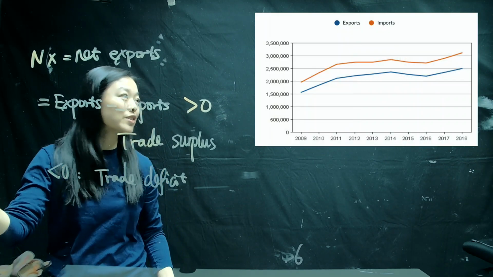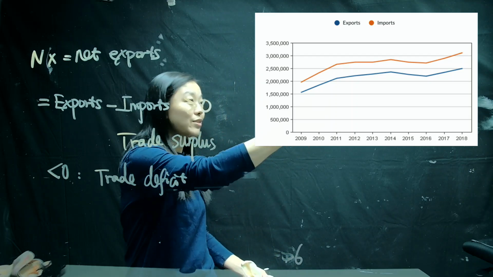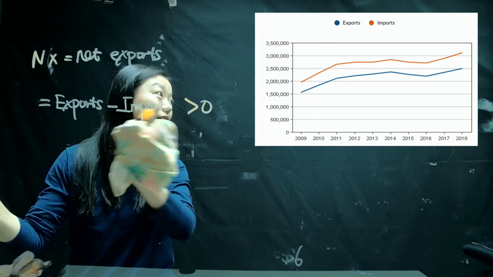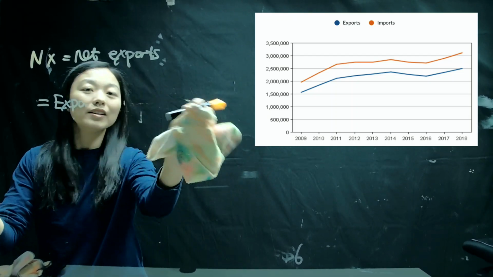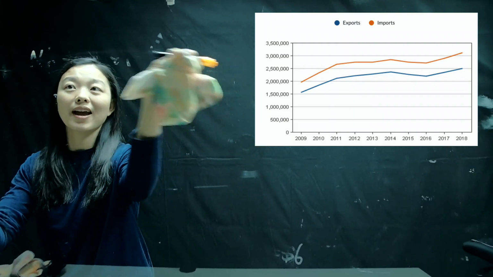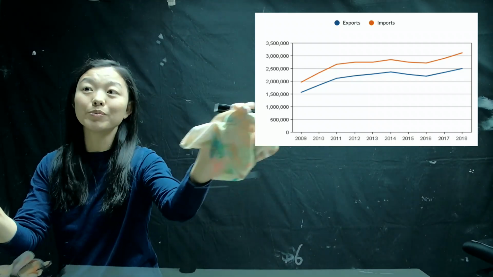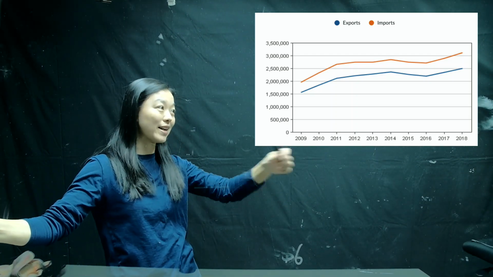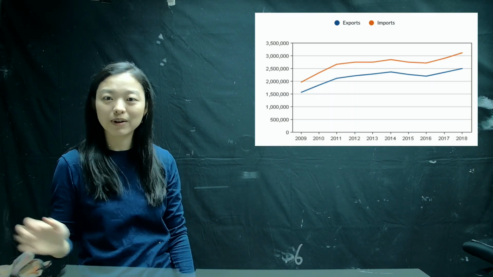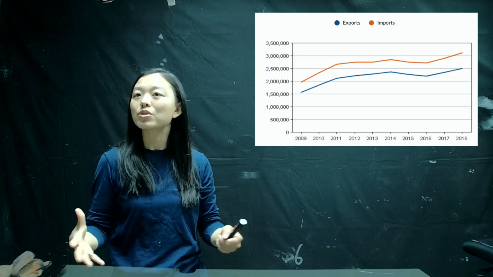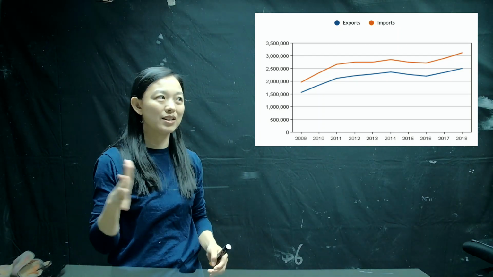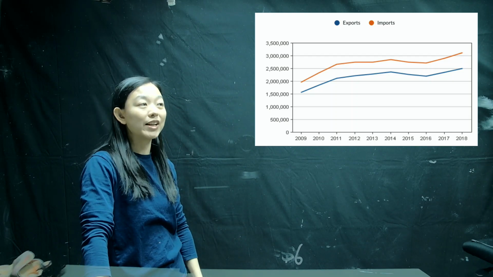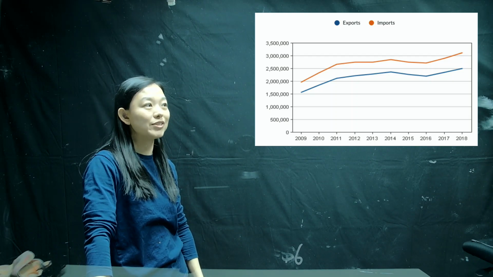Now let's see. In the United States, since 2000, you can see from this graph, the orange line represents imports and the blue line represents exports, and the orange line is always above the blue line, which means the US has always suffered a trade deficit in the past 20 years. But it's not only the past 20 years; the US has had a trade deficit for at least 50 years.